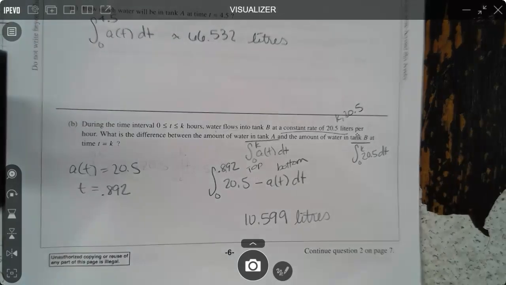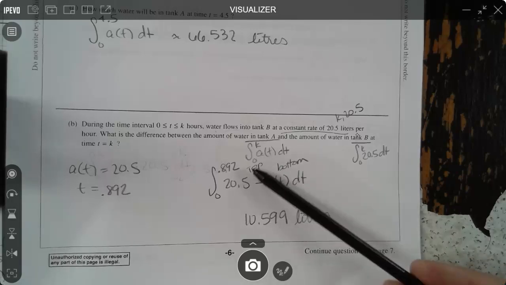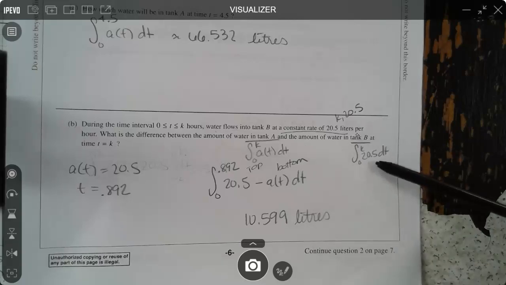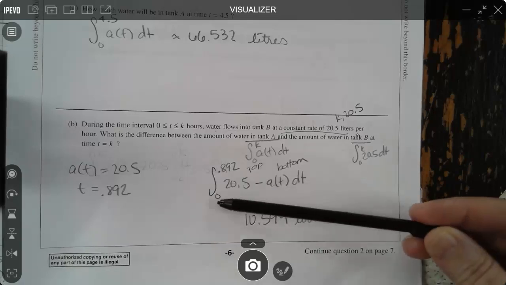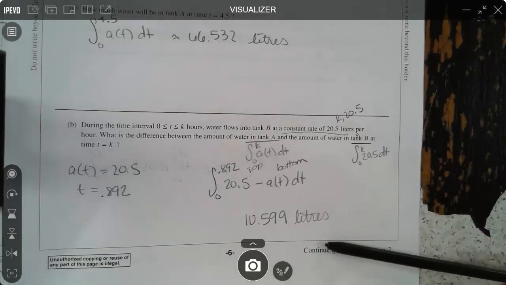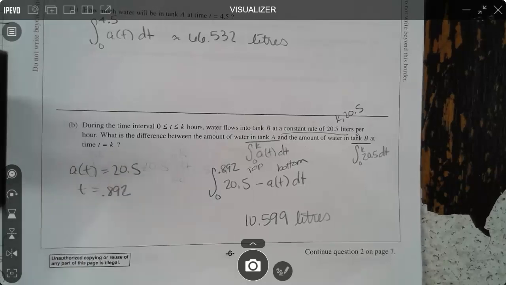Because it's top minus bottom, I always try to write y'all little notes. I did a little note over here. This means B of t, the amount in B of t goes from 0 to K, and it's just 20.5 because it's a constant rate. So here, again, this is in your calculator. You're going from 0 to 0.892 that you found here, and you get 10.599 liters. Now, you got 1 point just for understanding that you had to set A of t equal to 20.5.